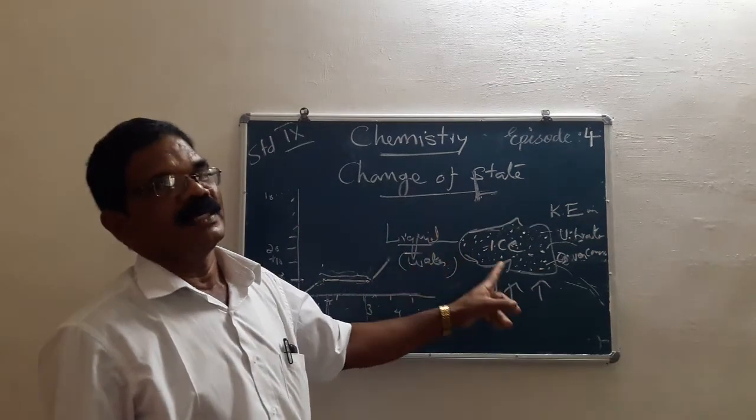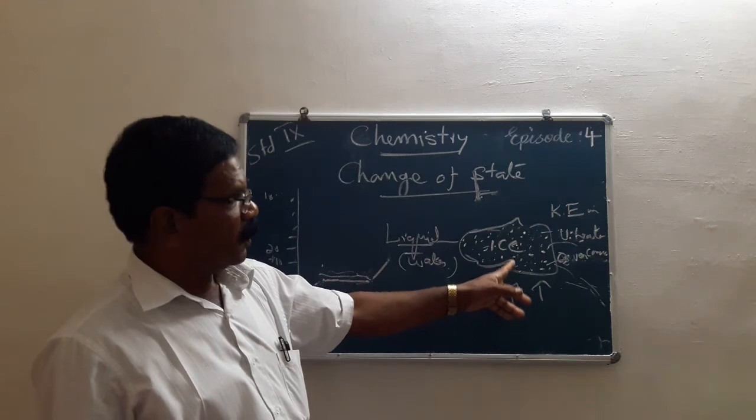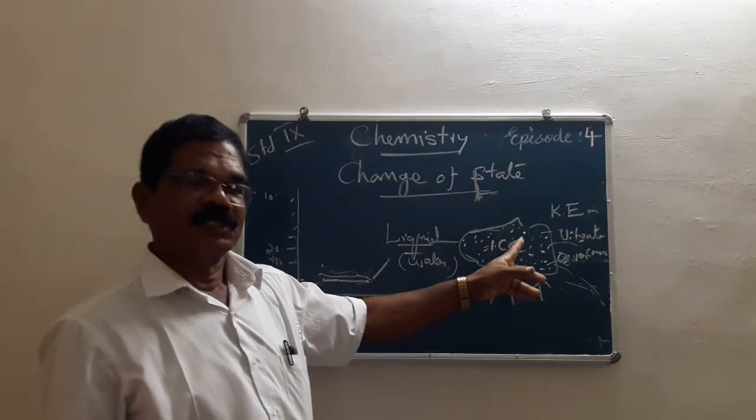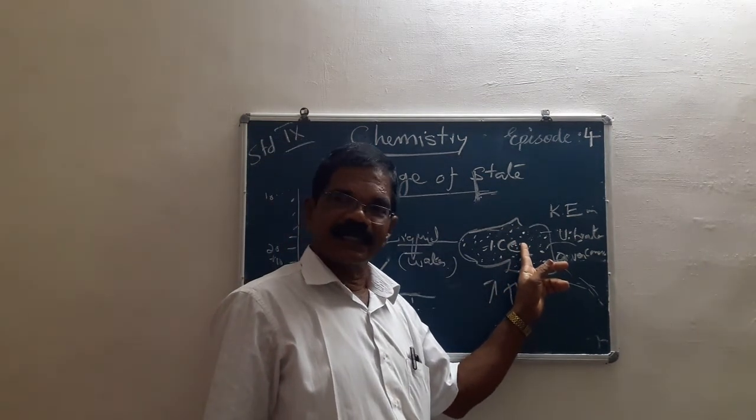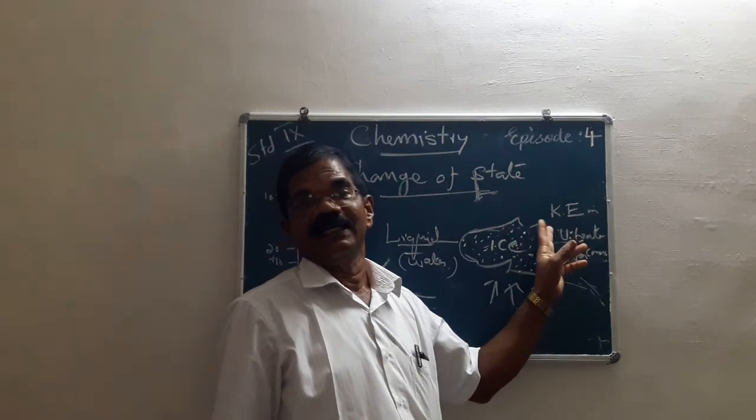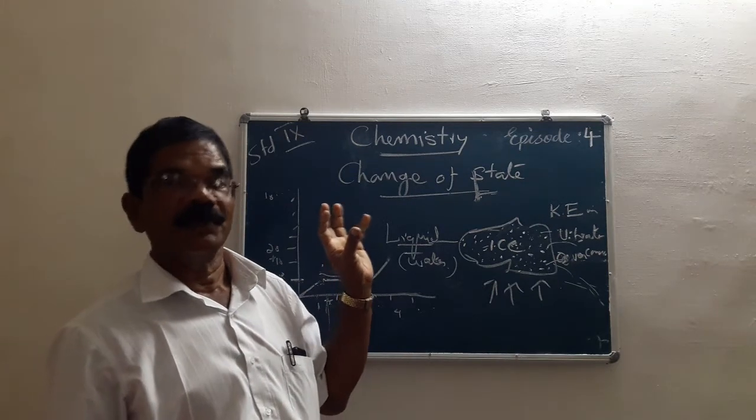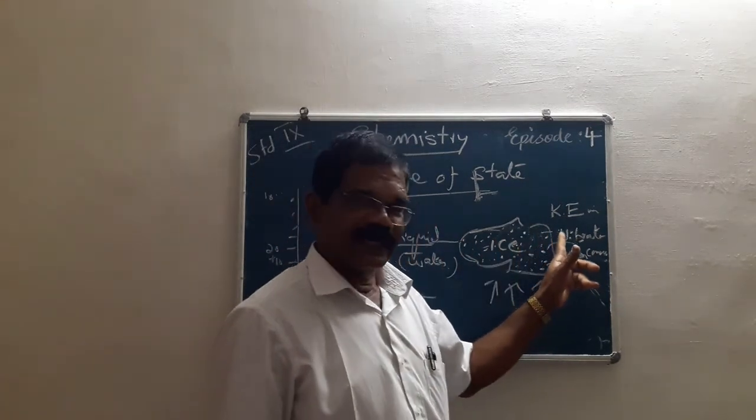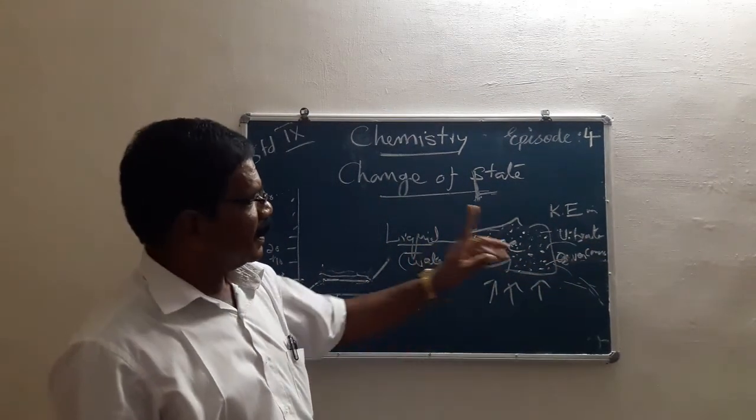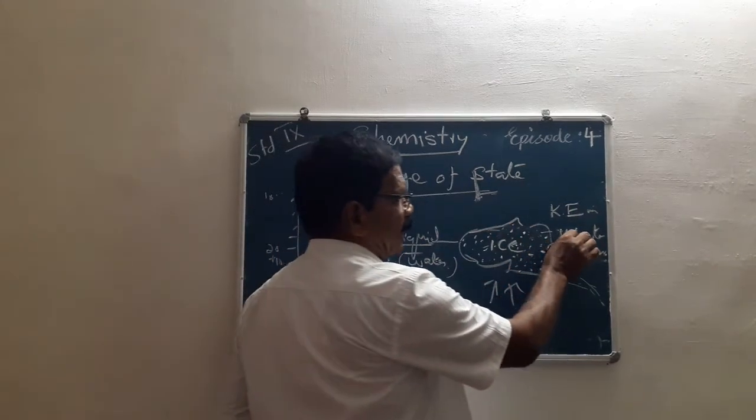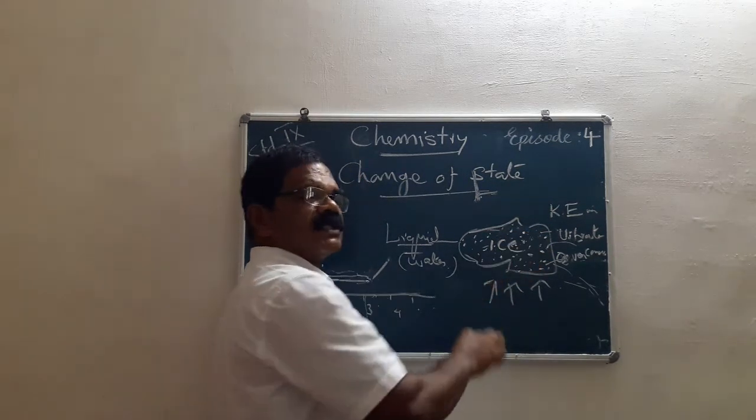For example, here we have taken an ice piece. On heating, the ice piece is made of tiny H2O particles. The H2O particles receive heat energy and their kinetic energy increases. What do you mean by kinetic energy? Energy possessed by the movement of particles. The kinetic energy of the particles increases, but since it is a solid, it cannot move freely. The particles begin to vibrate in their own positions.